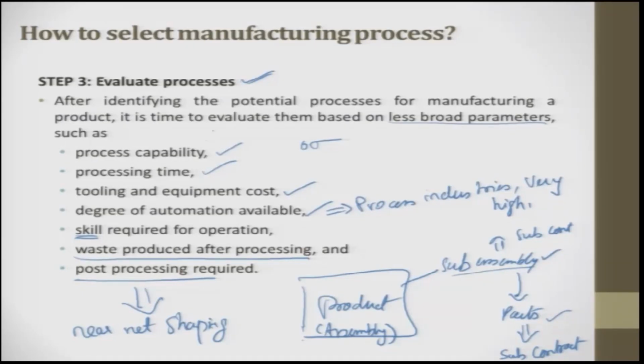Process capability to reduce the scrap produced and have a consistency in the process. Processing time has to be less. Tooling and equipment cost has to be as low as possible. Degree of automation has to be as high as possible. Skilled labor requirement for operation has to be as low as possible. That means, I have automated, then the waste produced by the process has to be as minimum as possible, and then it is the process industry.